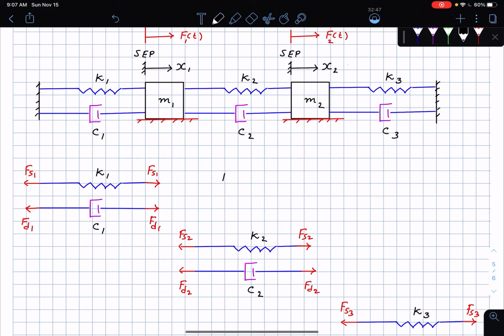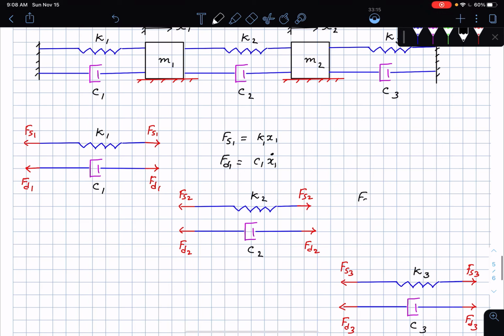In the first set, Fs1 is going to be k1 times the total displacement, which is going to be plus x1. Depending on how the mass is moved, I'm moving it to the right, so I'm going to put it as plus x1. If it is moving to the left, it will become minus x, but then the direction of the force will change. So you got to be careful there. Then Fd1 is going to be c1 times x1 dot.